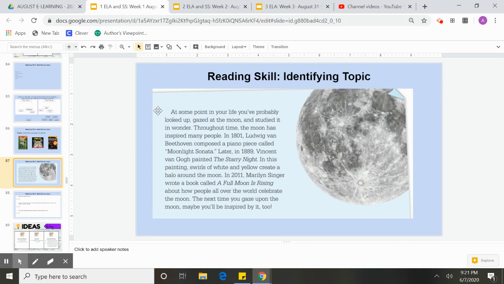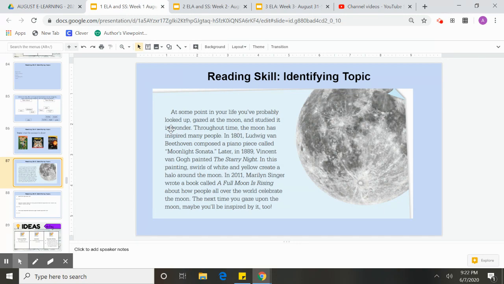At some point in your life, you've probably looked up, gazed at the moon, and studied it in wonder. Throughout time, the moon has inspired many people. In 1801, Ludwig van Beethoven composed a piano piece called Moonlight Sonata. Later, in 1889, Vincent van Gogh painted The Starry Night. In this painting, swirls of white and yellow created around the moon. In 2011, Marilyn Singer wrote a book called A Full Moon is Rising, about how people all over the world celebrate the moon. The next time you gaze upon the moon, maybe you'll be inspired by it too.